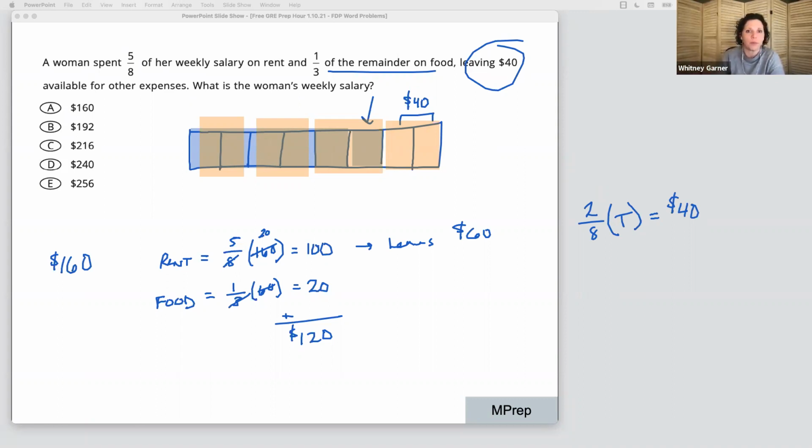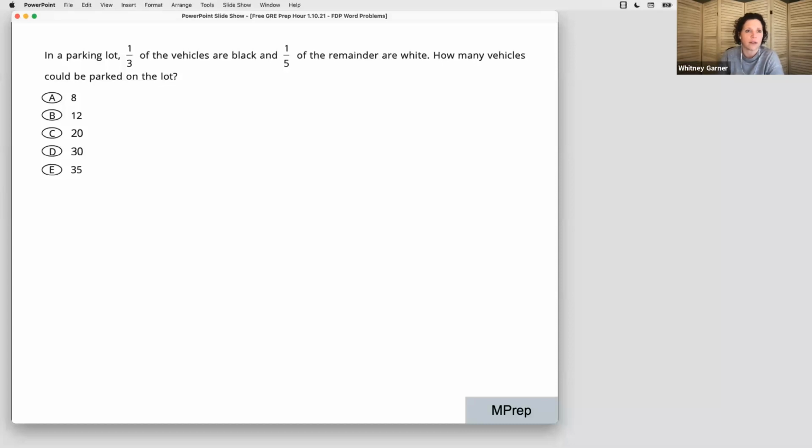What about this one? We'll try another one. Similar kind of vein.